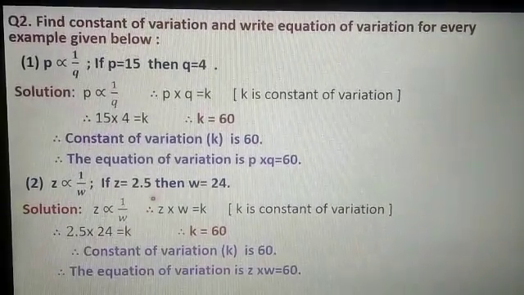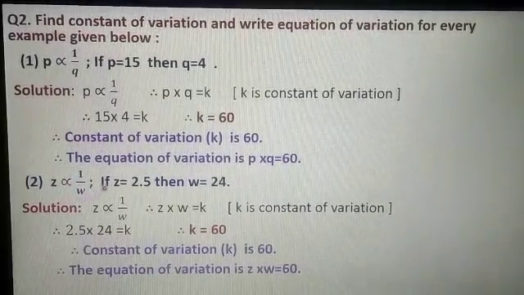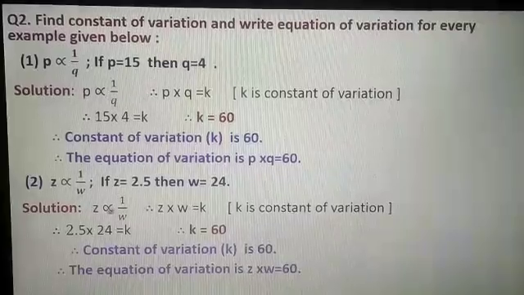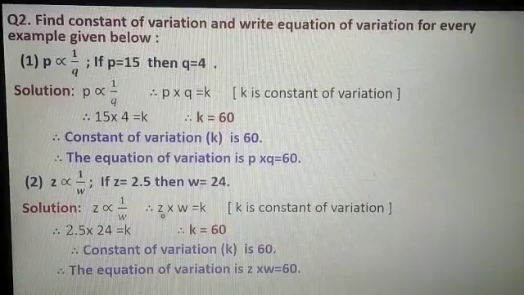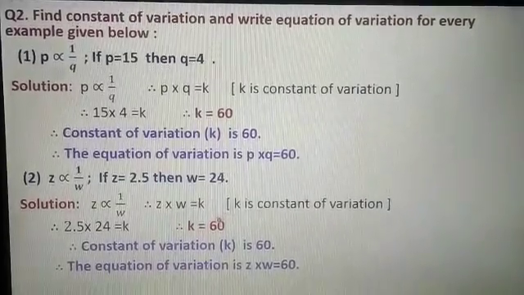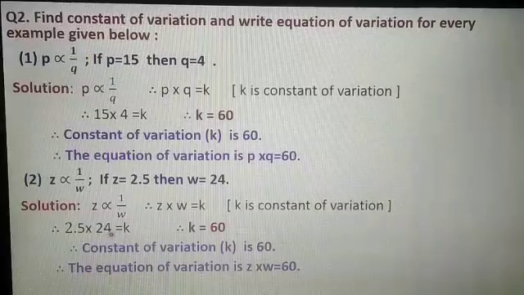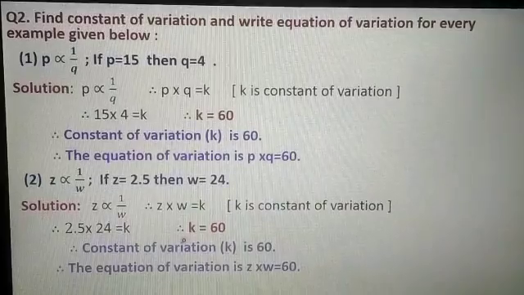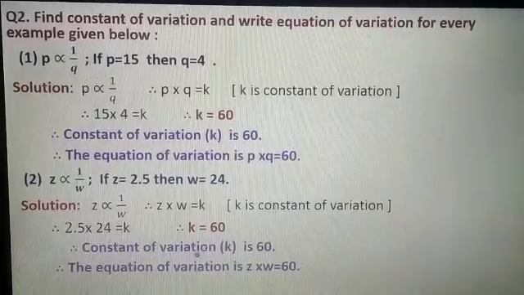Here the second example is given: Z varies inversely as W. Again both the values are given. Z is 2.5 and W is 24. So the solution is Z varies inversely as W. Therefore the product of Z into W is equal to K, where K is the constant of variation. Putting the values of Z and W, what do we get? 2.5 into 24 is equal to K. Therefore K is equal to 60. And when we get K, that means we get the constant of variation.